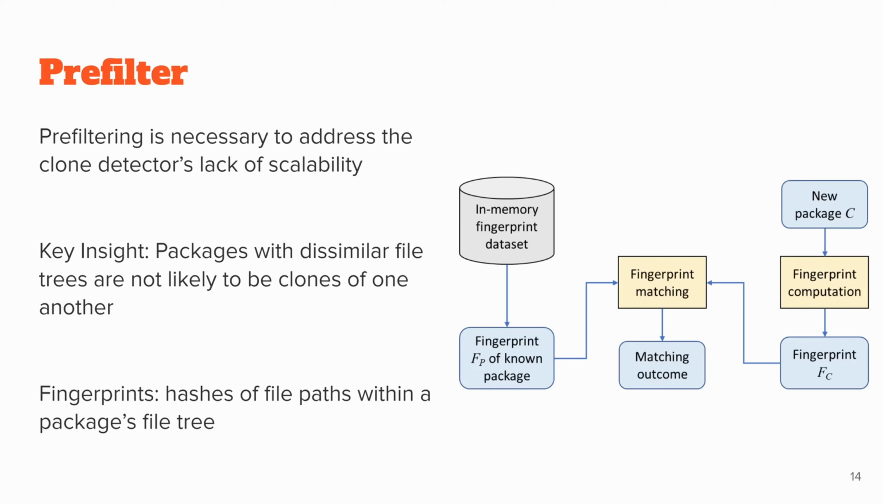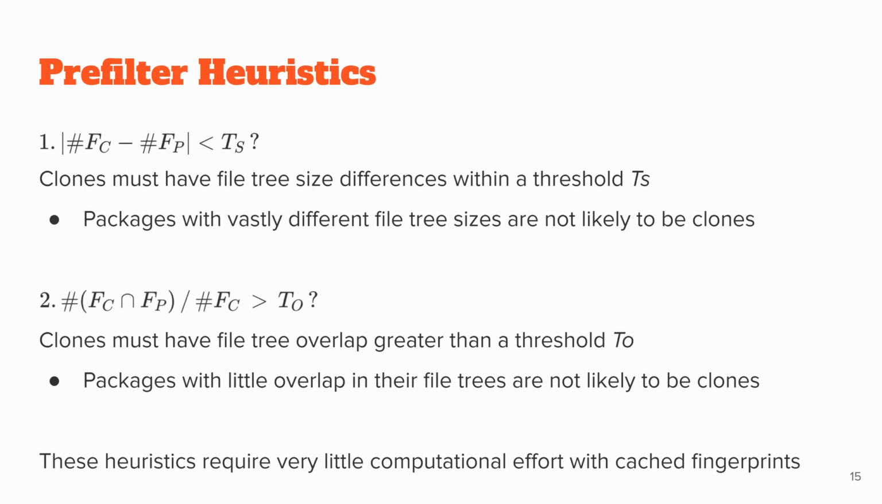Here's how the pre-filter operates. First, the pre-filter calculates a fingerprint of the input package, which is the set of hashes of the file paths within the package's file tree. Then, the pre-filter compares the fingerprint of the input package to an in-memory fingerprint dataset of all of NPM. This cached fingerprint dataset allows the pre-filter to very quickly compare a package against all of NPM, thus overcoming the challenge of scalability. And lastly, potential clone candidates are identified using tunable thresholds over file tree overlap and file tree size difference. Now, I'll describe the pre-filter's heuristics in a little bit more detail.